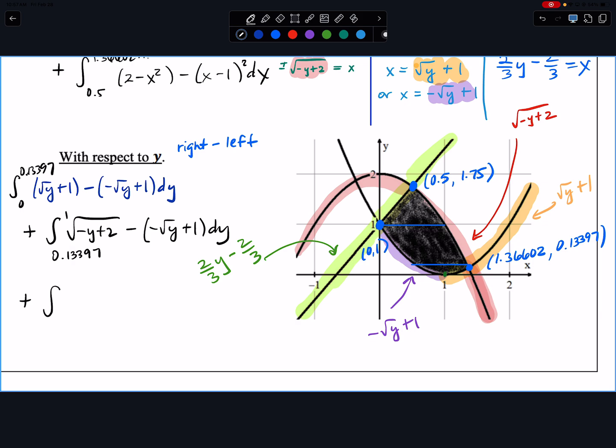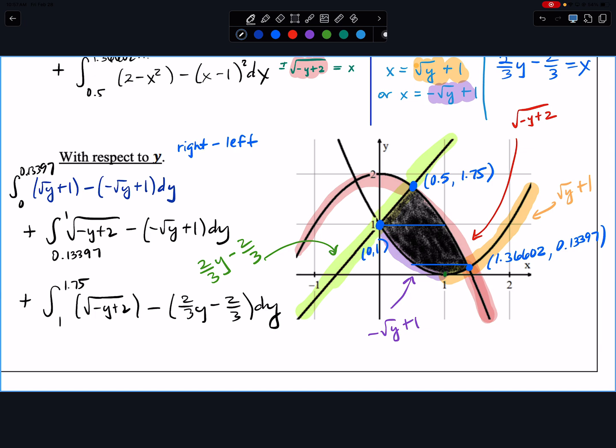Plus the integral from, what's my lower bound? 1, what's my upper bound? 1.75 of, what's my right function? What color? Red. So the red function was square root of negative y plus 2 minus, what color is the left function? Green. So it's going to be the 2/3 y minus 2/3 dy.